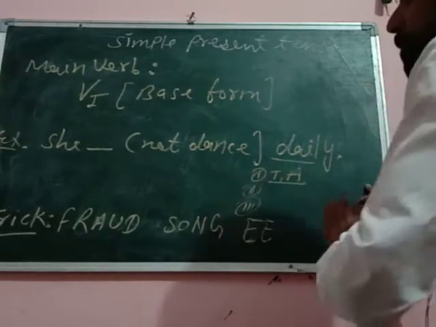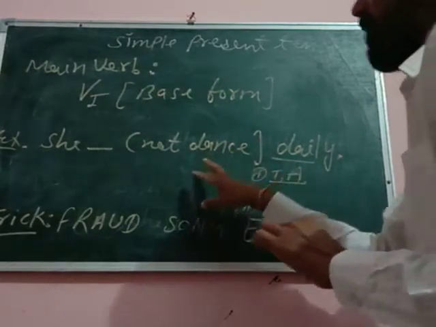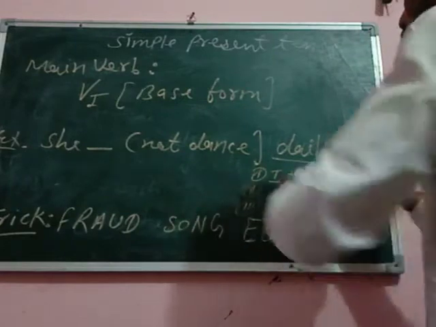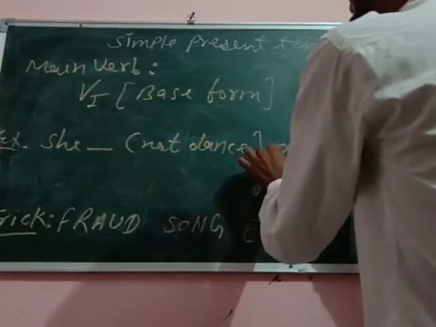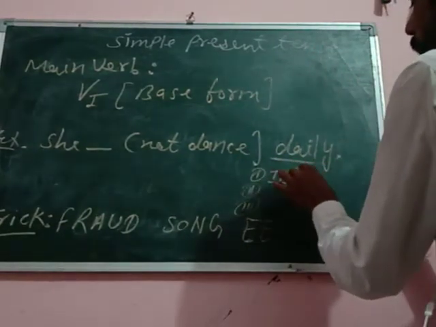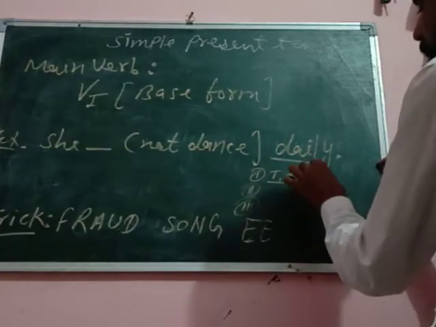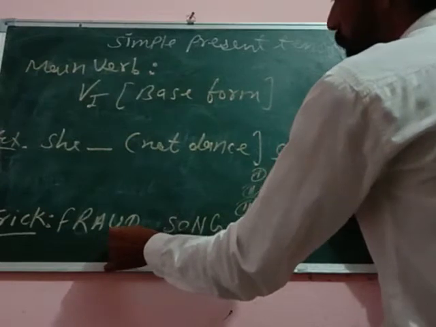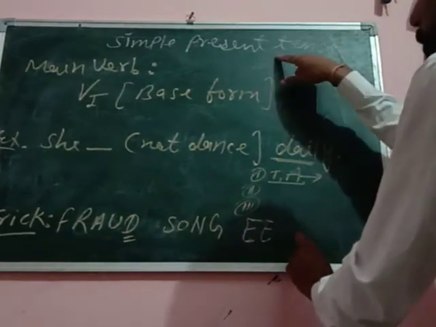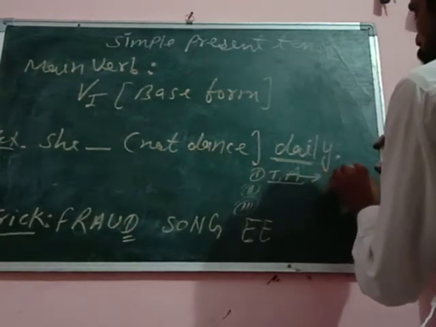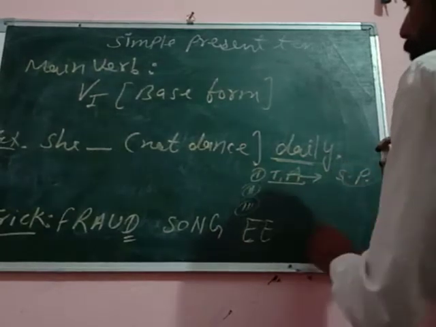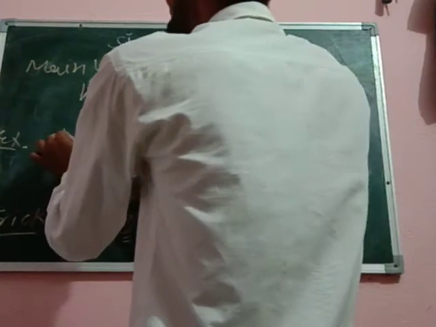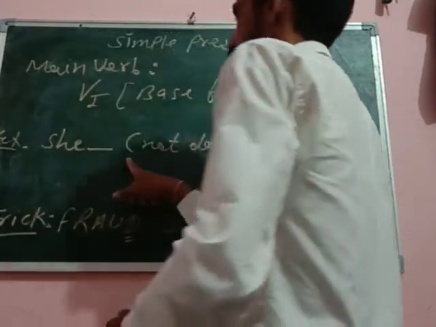First is time adverb. First of all, identify time adverb from the sentence which is given to us in the examination. Time adverb is daily, and time adverbs help us to identify tense, and we know it very well that daily is used in simple present tense. So the tense is simple present. After that we have to identify sentence, whether it is affirmative, negative or interrogative.